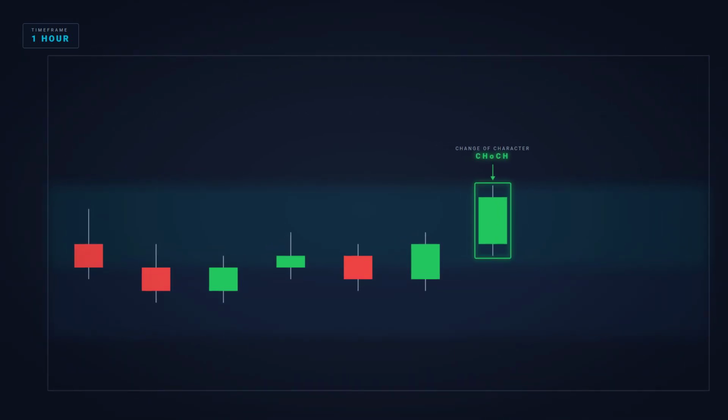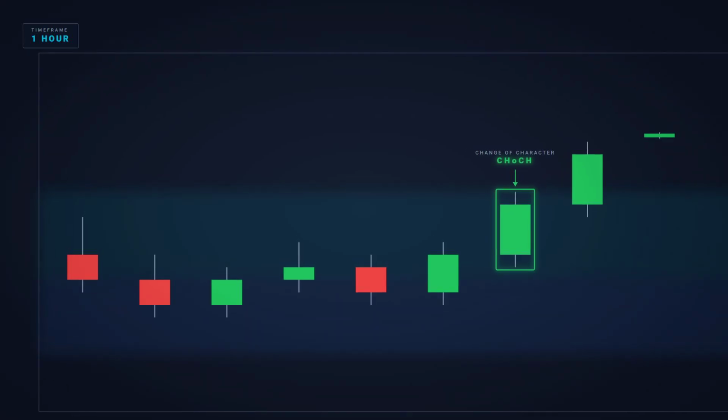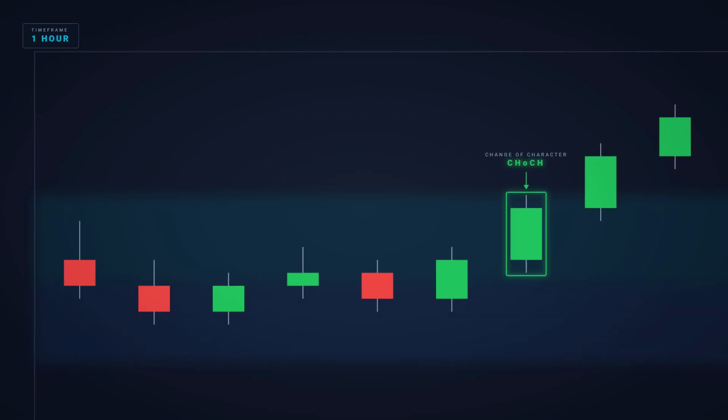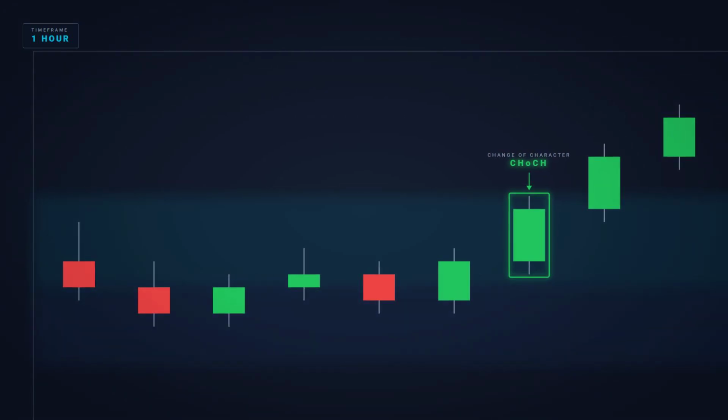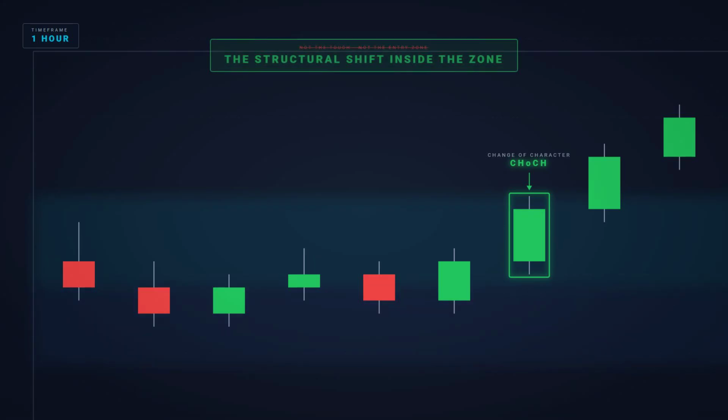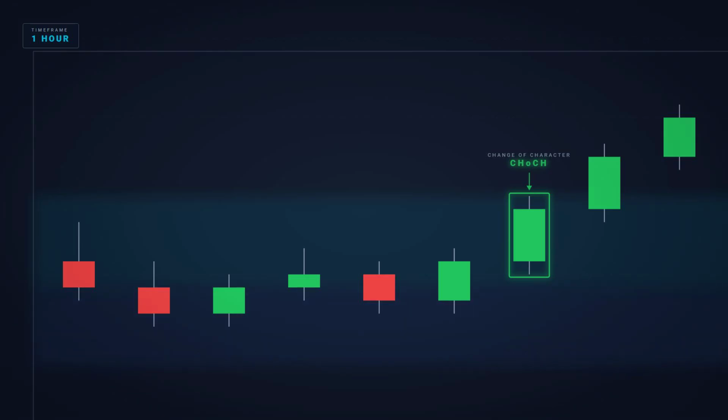That break of the 1-hour correction structure, occurring inside the 4-hour order block and FVG zone, is the signal. Not the touch of the zone, not the entry into the zone. The structural shift inside the zone. That's the confirmation that the institutional buyers have re-engaged, that the zone has done its job, and that the 4-hour move is likely resuming from exactly here.